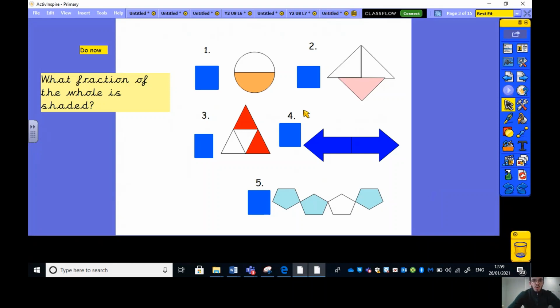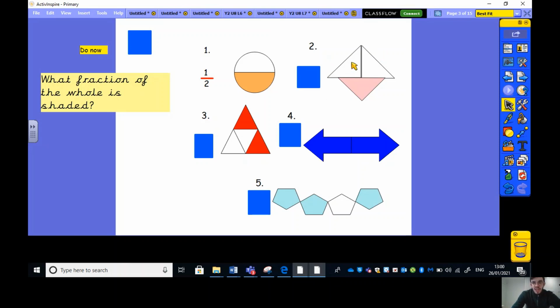Remember, how many equal parts there are tells me what is the denominator. So on this circle, I can see there are 2 equal parts. So my denominator will be 2. My numerator tells me how many have been shaded. Well, quite clearly, one of my 2 parts has been shaded. So my numerator is 1. The answer is 1/2 of the circle has been shaded.